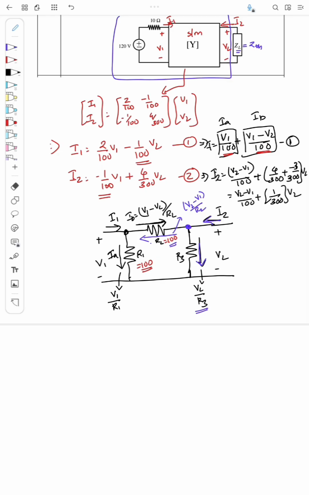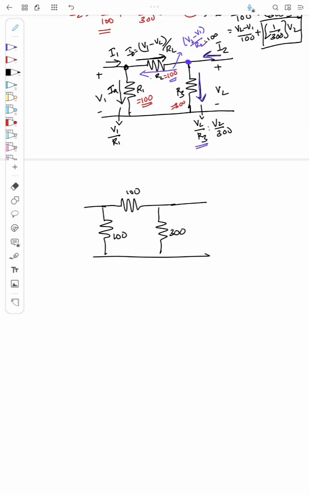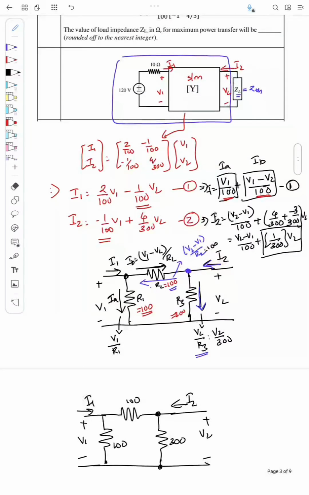Again, if I compare here, R2 will be equal to 100 from this equation. And what will be R3 here? I can compare with this: V2 by R3, that is V2 by 300. So R3 is actually 300. If I draw it again, it will be like this: 100, 100, 300, with voltage V1 here, voltage V2 here, current I1 and current I2. So this is actually this network.